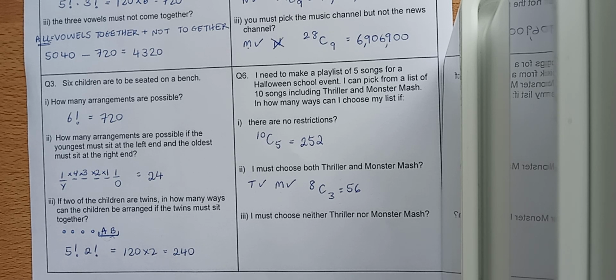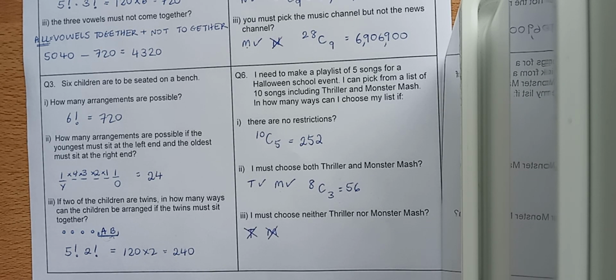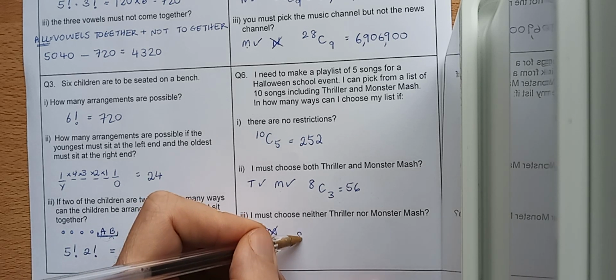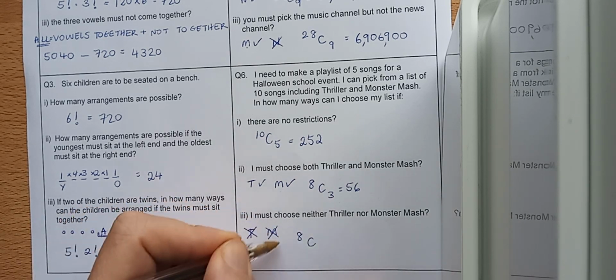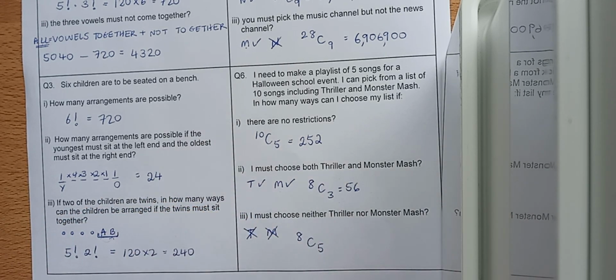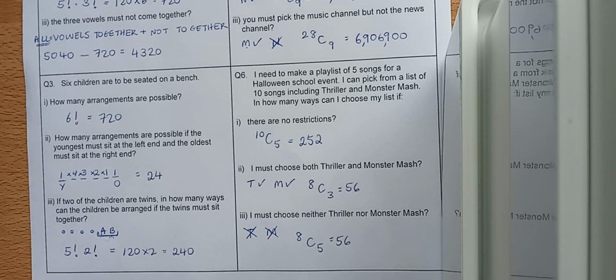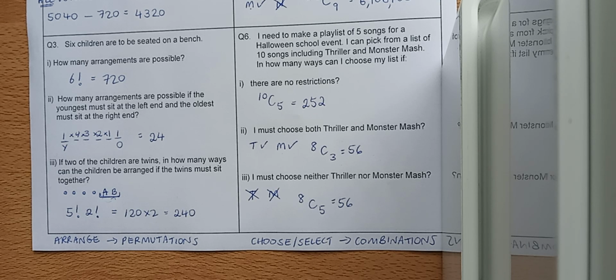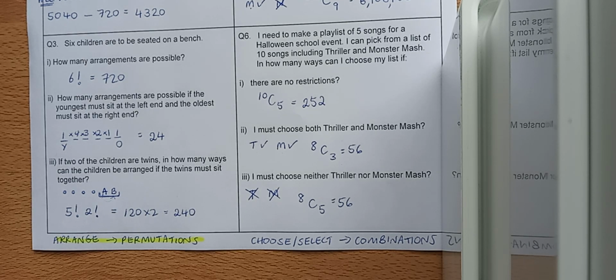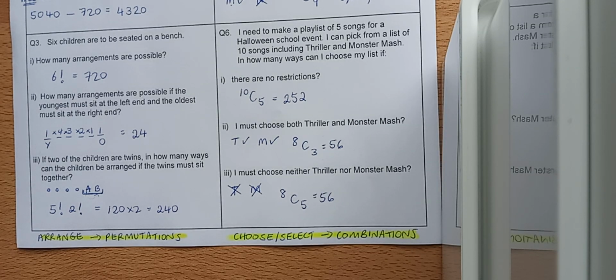In part 3, I can choose neither of those songs. So again, I still have 8 songs to choose from. I can't choose those guys, but I need a playlist of 5, so I have to choose 5. And 8 choose 5 equals 56. Remember, in these types of questions, if they're asking you to arrange, if order is important, then it's permutations. And if they're asking you to choose or select, then you're dealing with combinations.